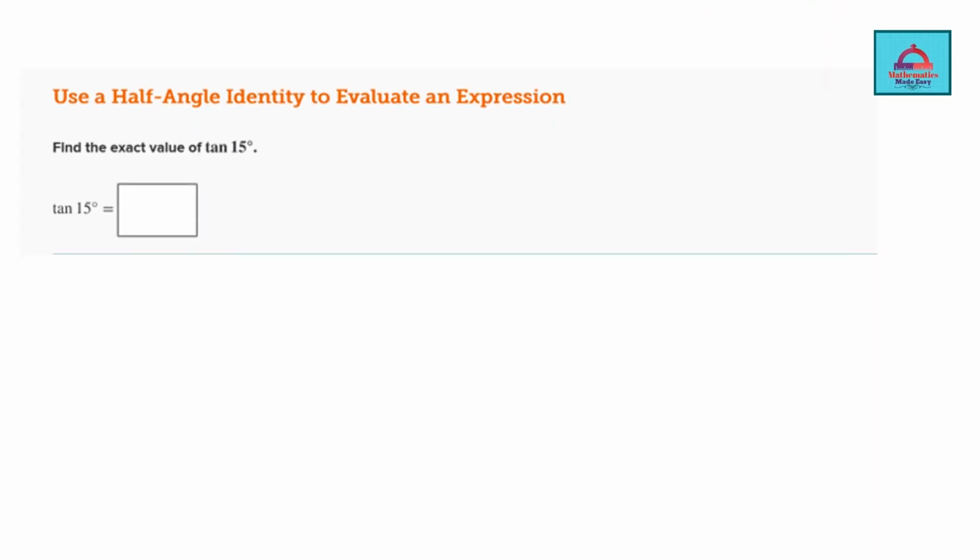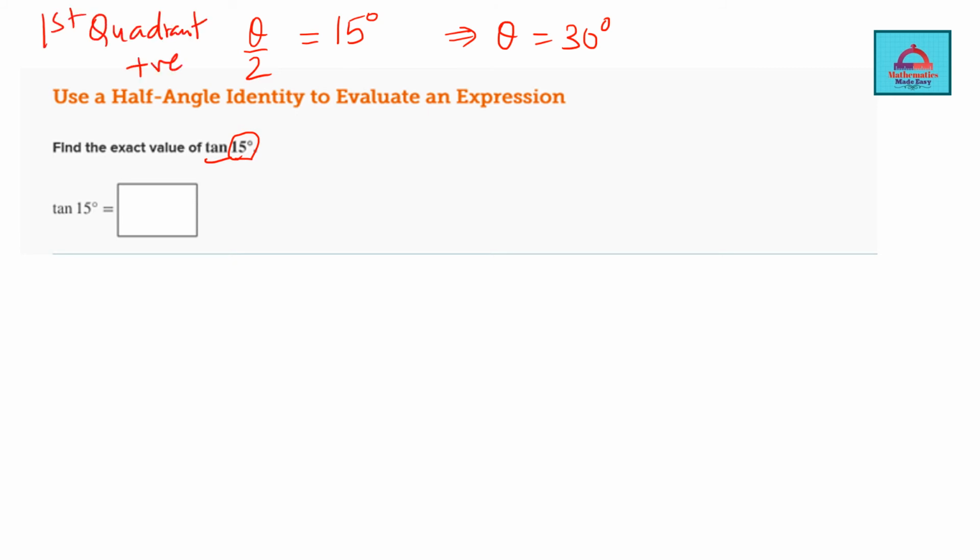Okay, so let's do this question now. Here you have to find the value of tan 15. 15 degrees is given to you and this is the half angle. So what can be the full angle? Yes, you're right. The full angle is 30 degrees and these angles are lying in the first quadrant. So all of them are going to be having positive value.